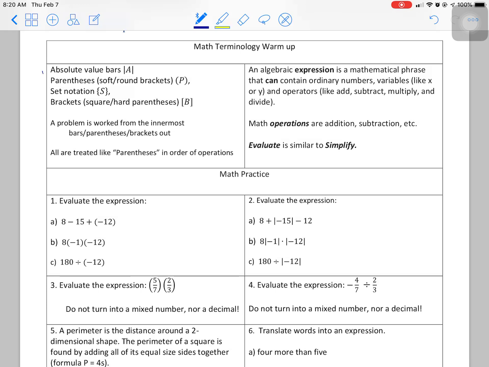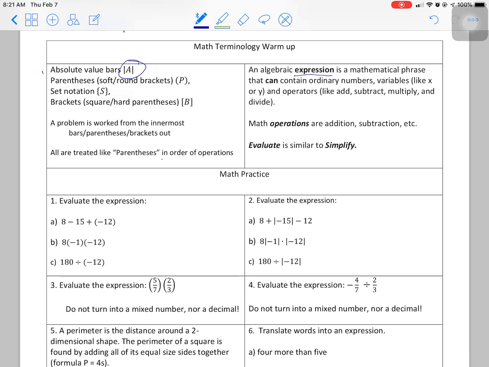All are treated like parentheses in orders of operations. So these are not parentheses, but they're treated as such. So in other words, if you're working a problem that has lots of different things going on, you want to do the absolute values first, as in please excuse my dear Aunt Sally, do the please, do the parentheses, do the absolute value bars as well first. Okay.